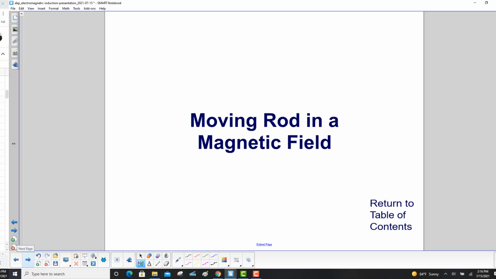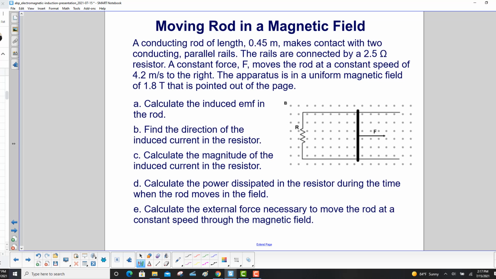And our last problem, a moving rod in a magnetic field. A conducting rod of length 0.45 meters, that's this right here, makes contact with two conducting parallel rails. The rails are connected by a 2.5 ohm resistor. A constant force F moves the rod at a constant speed of 4.2 meters per second to the right.